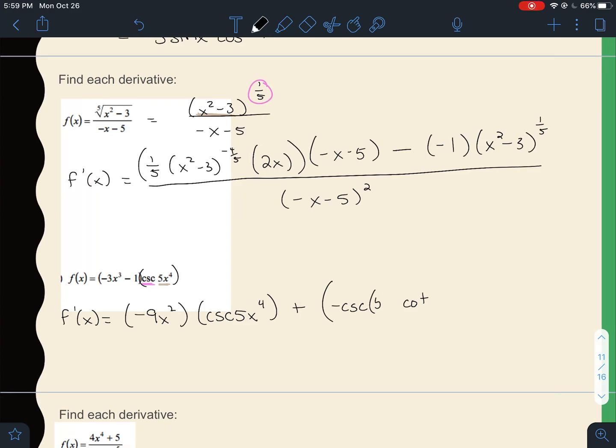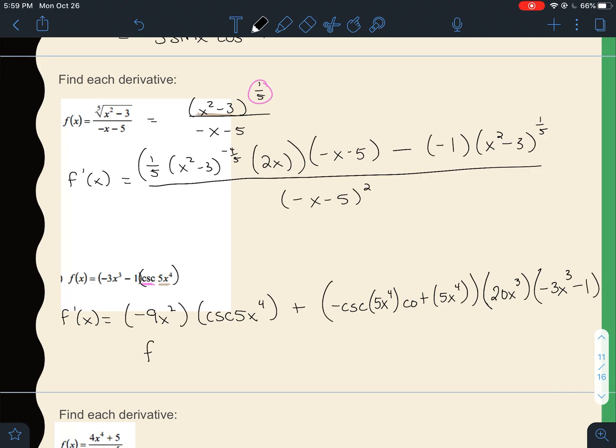Then it said to leave the inside alone for chain rule. So my inside was 5x to the fourth. So both of those are going to have a 5x to the fourth. So negative cosecant 5x to the fourth, cotangent 5x to the fourth. Then times the derivative of the inside. The derivative of the inside is 20x to the third. And then times the first function, negative 3x to the third minus 1.